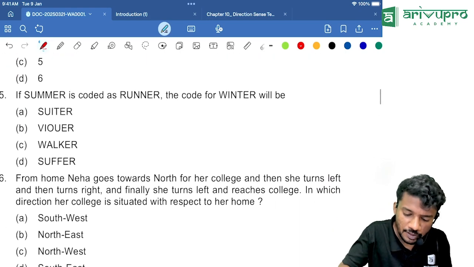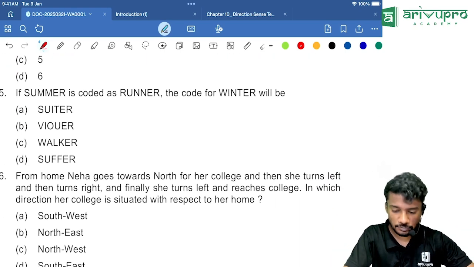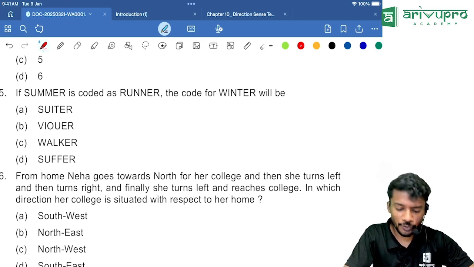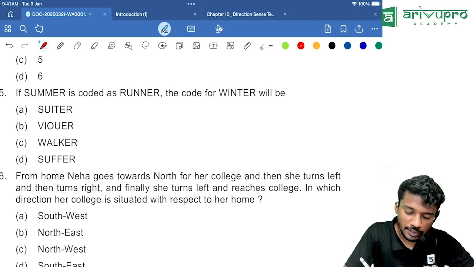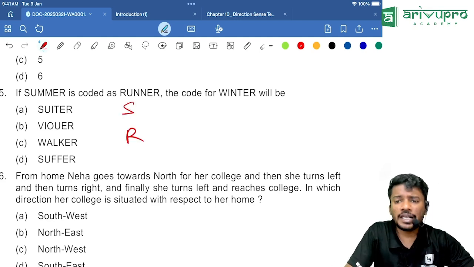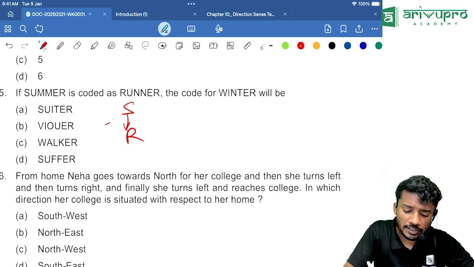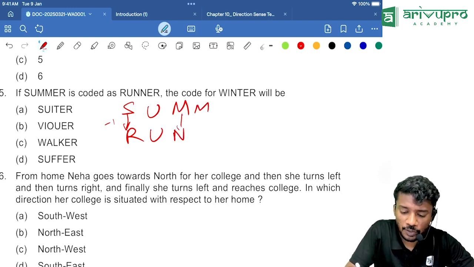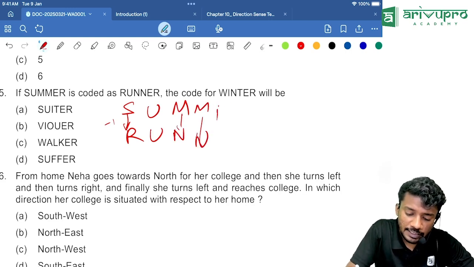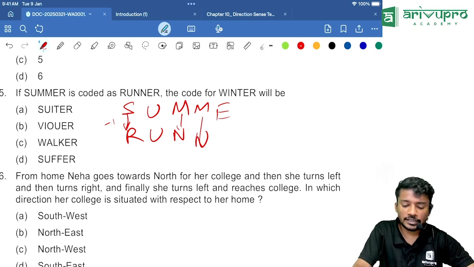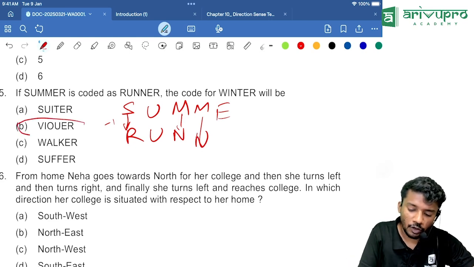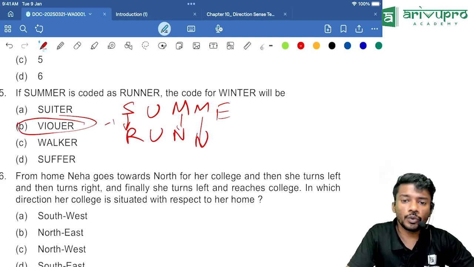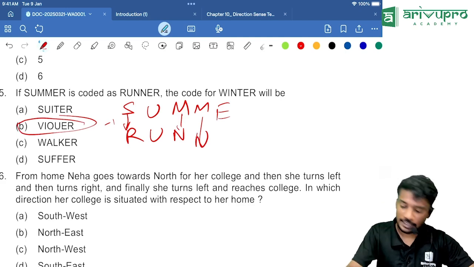Next question. Tell me. How are you doing it? Yes. Before letter. S is becoming R. How will S become R? Before letter, minus 1. Then how will U become U? U is as it is. Then how will M become N? Next letter, plus 1. Correct? Then E and R are as they are. So what is the answer? VIO. Got the point? Yes.